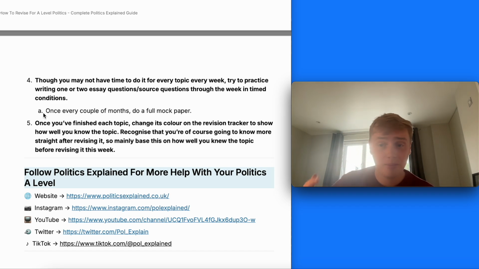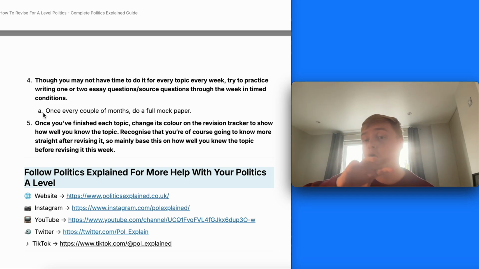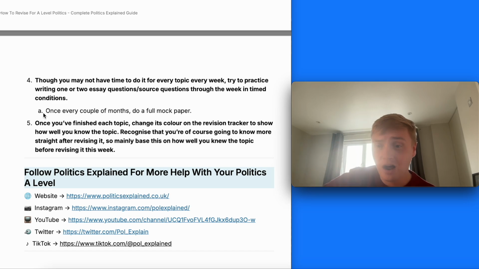And then effectively you repeat that each week, and what you'll see is your revision tracker will gradually fill up. You would have revised everything, and then you go back to revising everything again, and it will make sure that you're revising everything, you're not missing anything out, and you're starting with and focusing on the things that you struggle with the most, and that's the key way you're going to be best prepared for the exam.